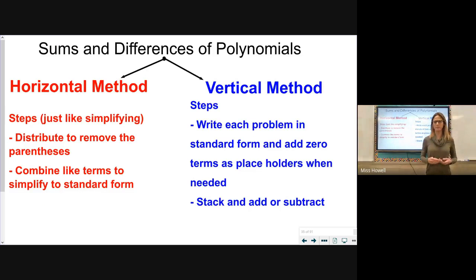So our goal for today is, if I have two polynomial expressions, can I add them up to get a grand total final sum? And can I subtract them to get a grand total final difference? And more specifically, we are going to use what's called the horizontal method.